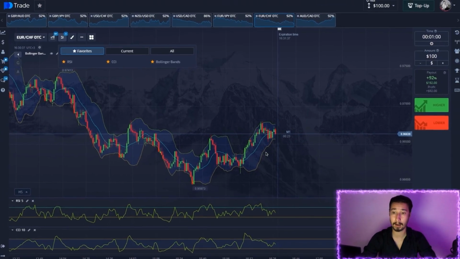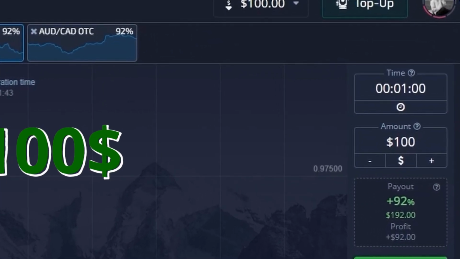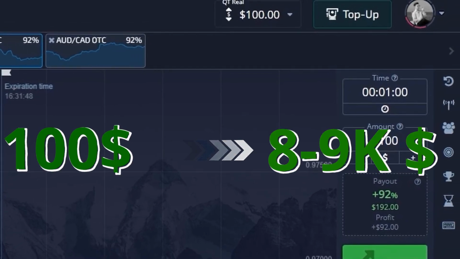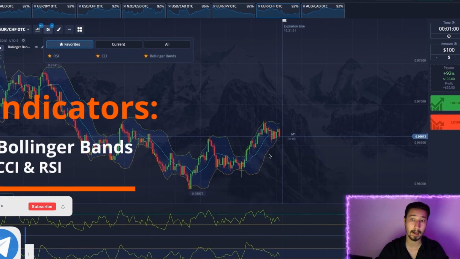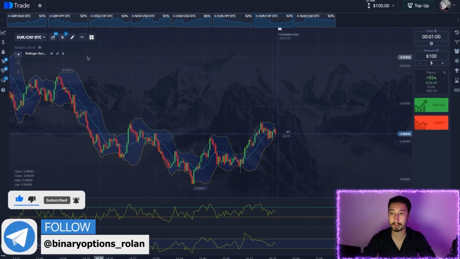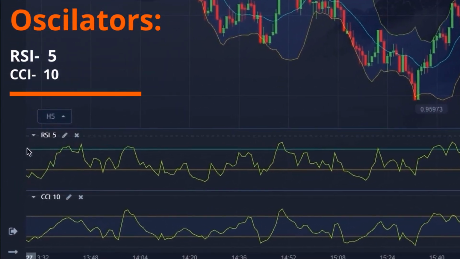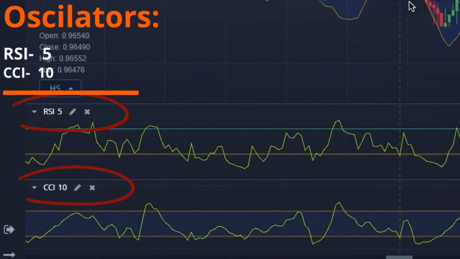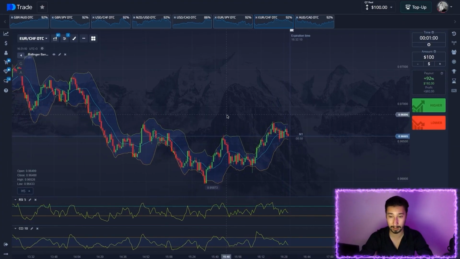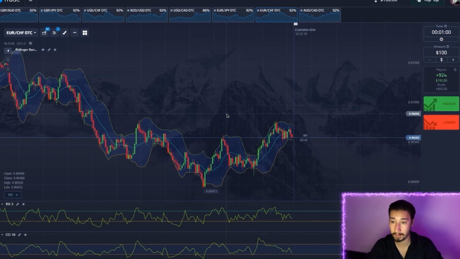So we are here on a broker, you see $100 on my balance. From this amount we will increase our deposit today and make good profit, right? We're analyzing the Bollinger Bands indicator today and two oscillators, CCI and RSI. The settings are: for Bollinger Bands period 13 deviation 2, for RSI period 5, and for CCI period 10. These are the settings for our oscillators that will be used today for the 1 minute time frame, and this is the most optimal setting for that time frame.